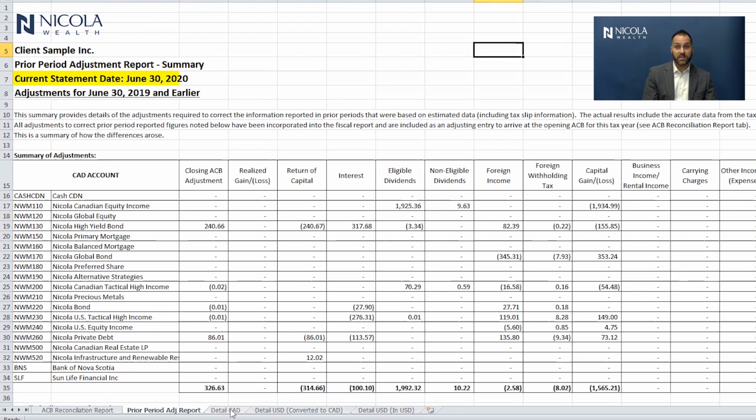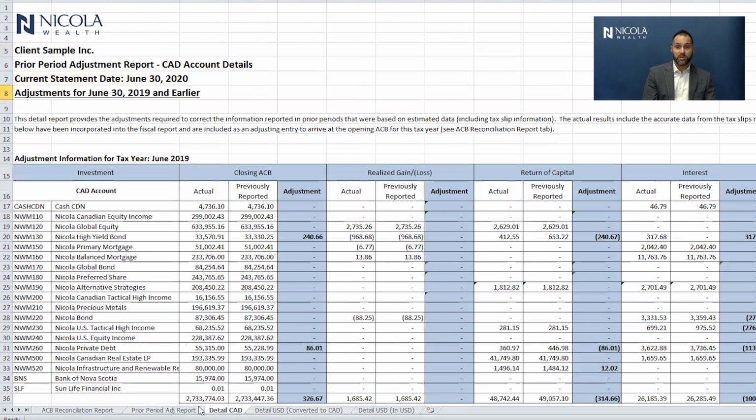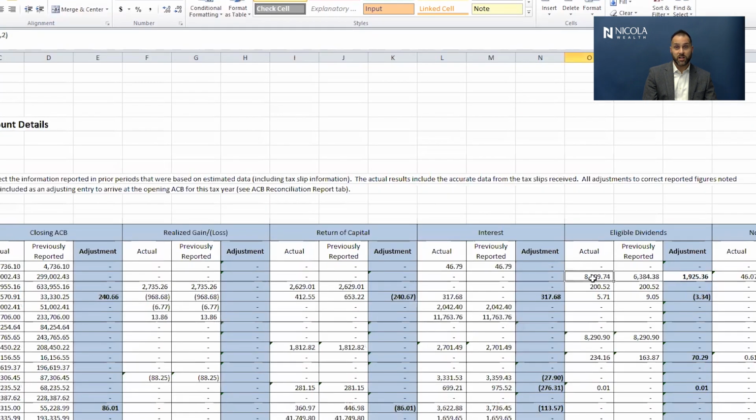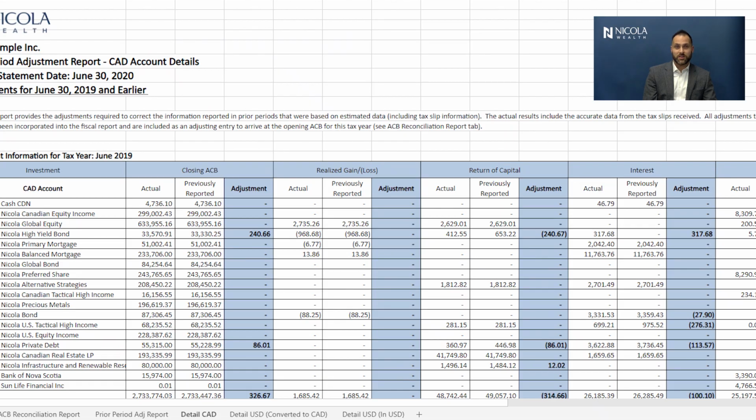Looking at Nicola Canadian equity income, there are 3 reclassifications of distributions based on the actual tax slips. Eligible dividends reported in the estimate report were about $8,300, and the actual tax slips, when available, reported about $6,400. As a result of this timing difference, this gives rise to about a $1,900 prior period adjustment. In this example, this reclassification does not affect ACB, but in the case of high yield bond, the reclassification includes return of capital, which is not taxable and thus alters its ACB.